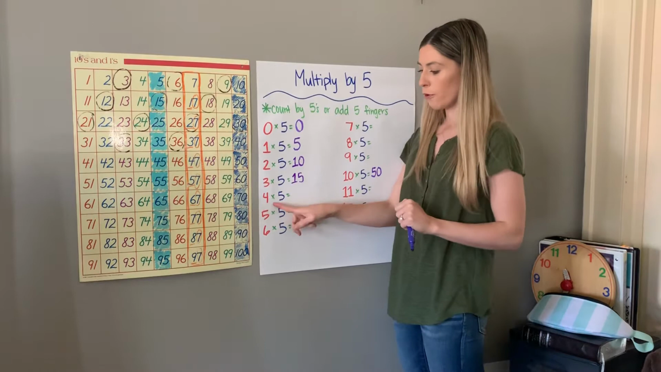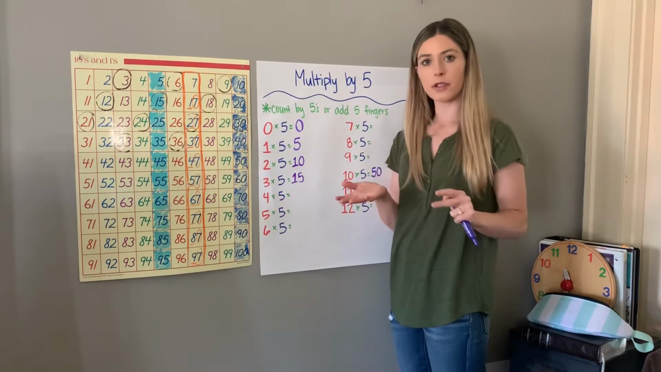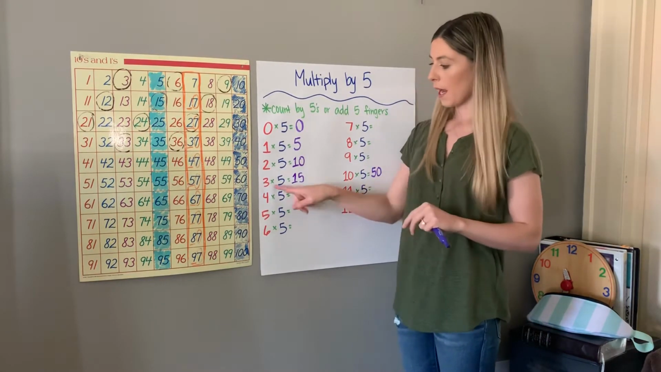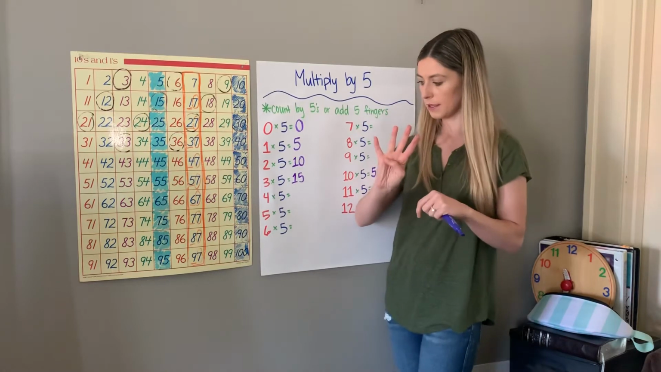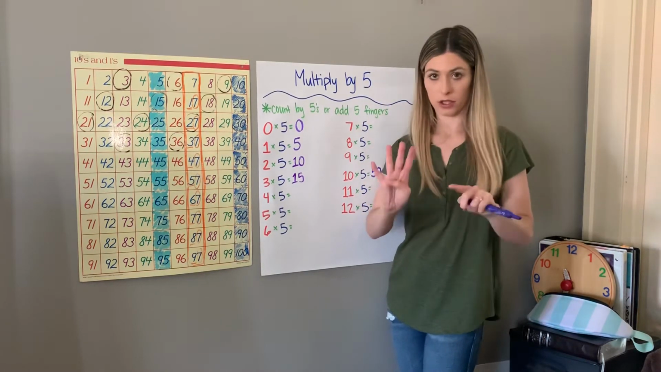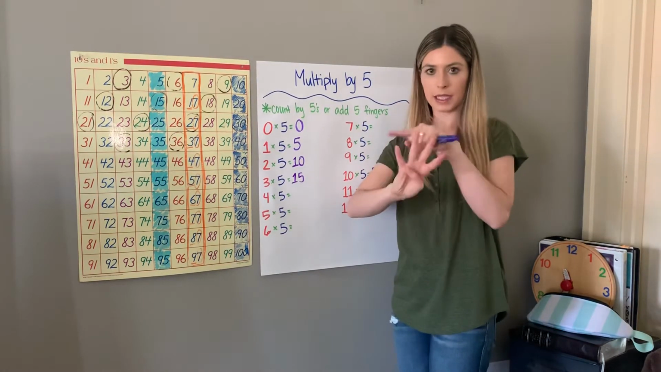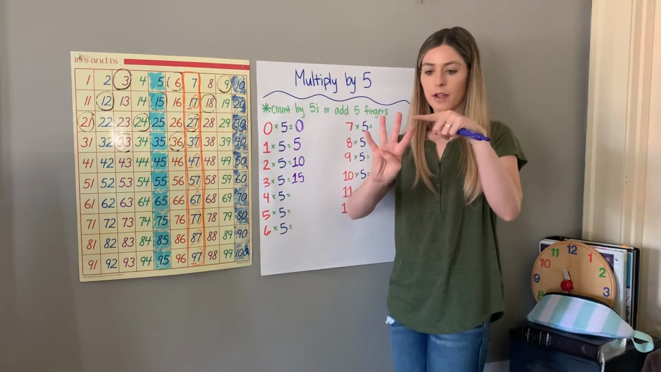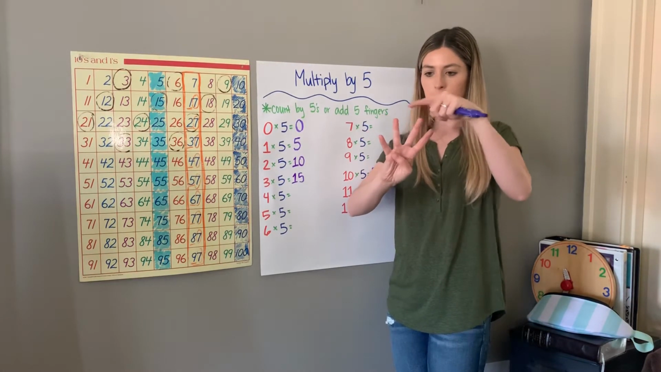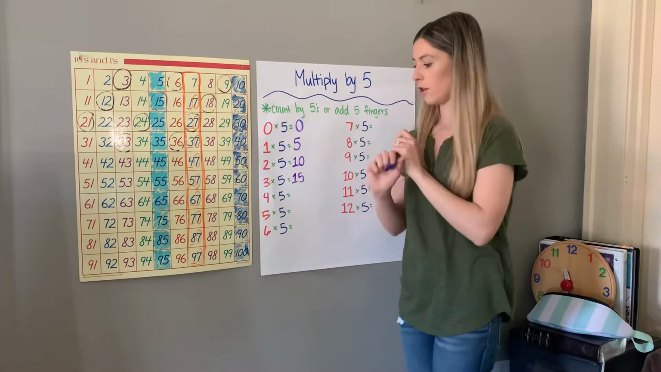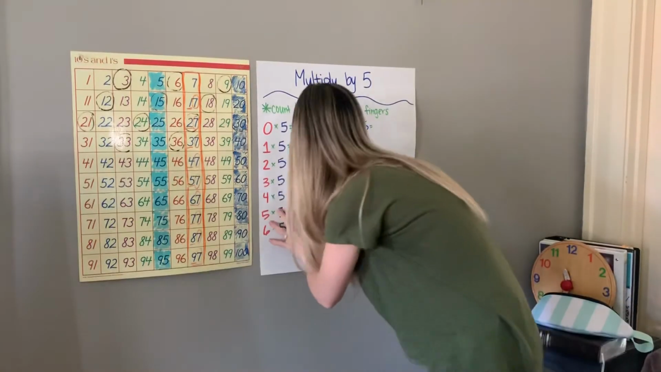So the next one is 4 times 5. I can still use my fingers to skip count, but I only need 4 fingers instead of a bunch. So if I can skip count on my fingers, I can go 5, 10, 15, 20. So my answer, 4 times 5, is 20.